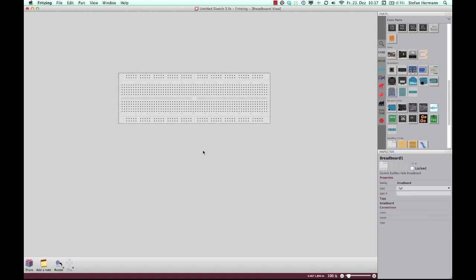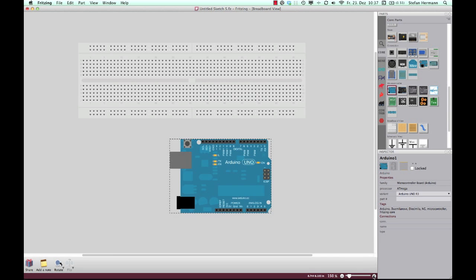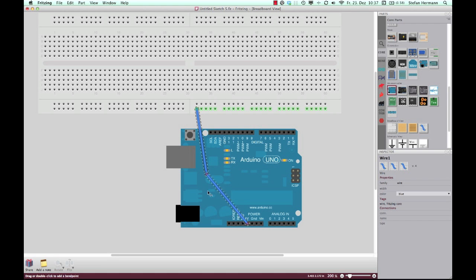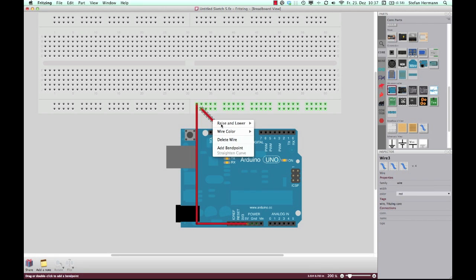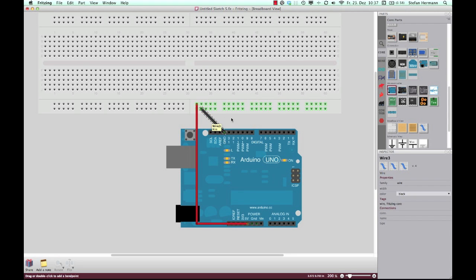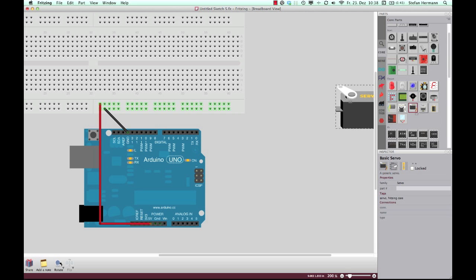So now how does this look in Fritzing? So let's build it here. At first I will connect the power source. So here it is a 5-volt plus. Let's make it red. And actually I would like to have this plus here. And let's make a ground connection there. So we have a servo motor here.